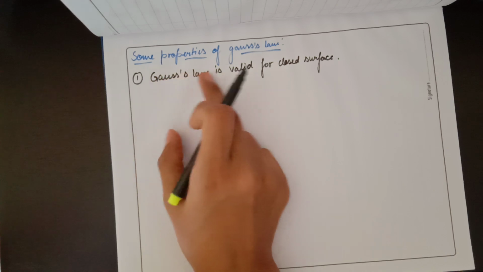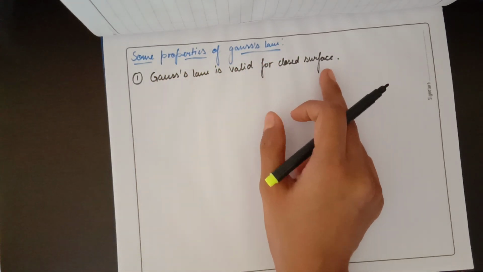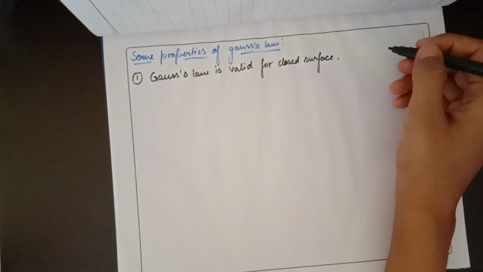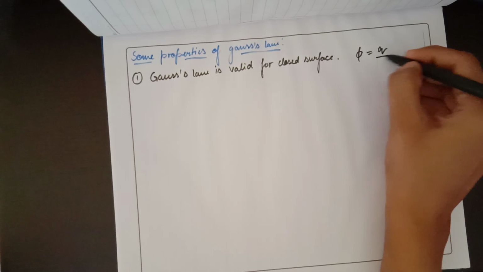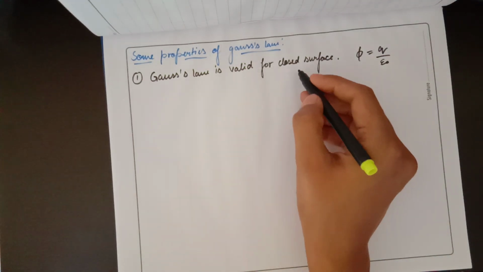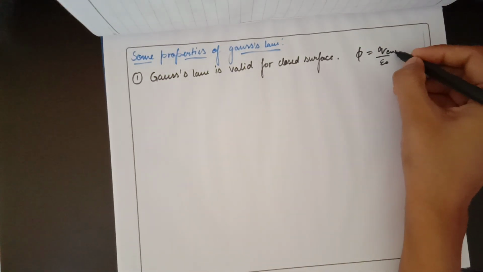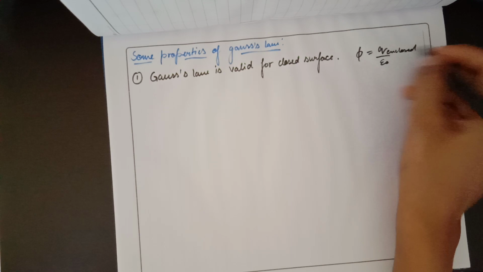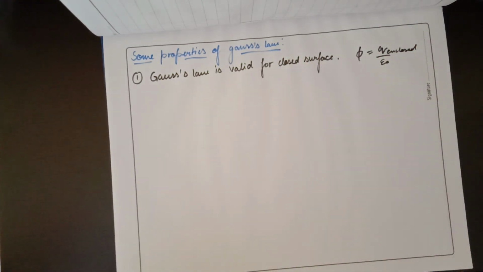There are some properties of Gauss's law. First, Gauss's law is valid for a closed surface. If you are calculating electric field or flux by Gauss's law, which is phi is equal to q upon epsilon naught, then you need a closed surface. It is not valid for any open surface. You need charge enclosed, and the charge should be enclosed within a surface, and the surface should be closed.